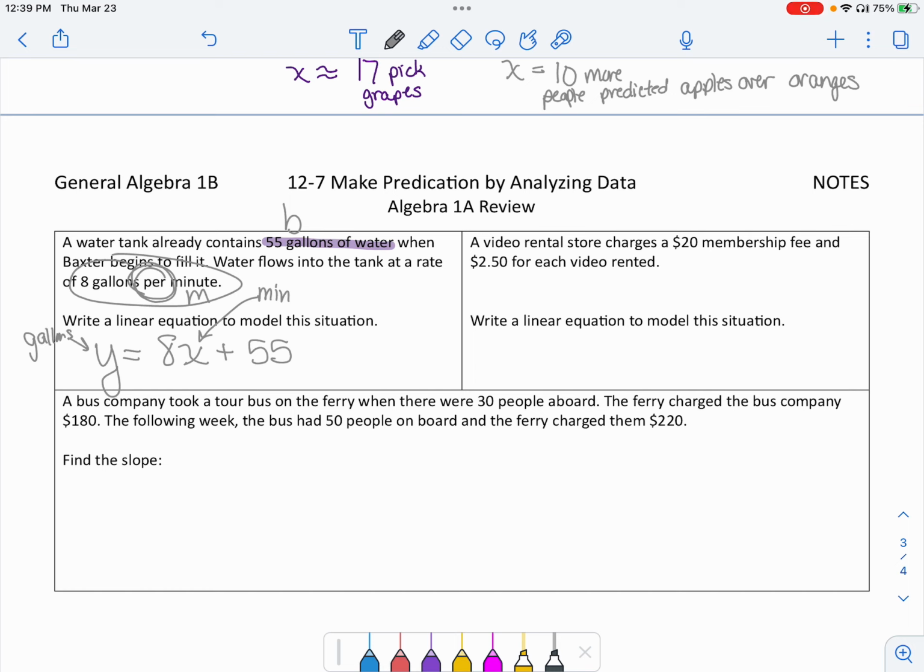A video rental store charges $20 membership fee and $2.50 for each, there's your slope, video rented. So it's y equals my initial membership fee and my slope for each video. So x would represent how many videos and y would represent the total cost.